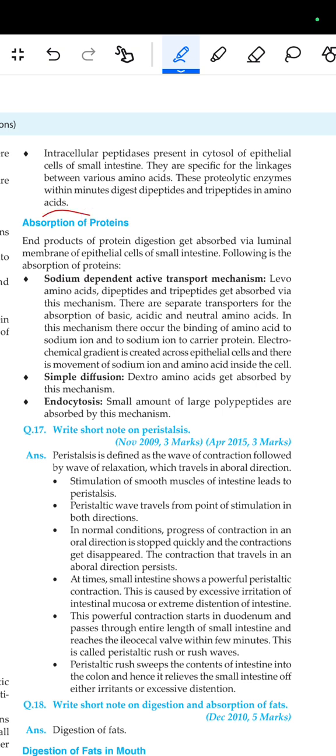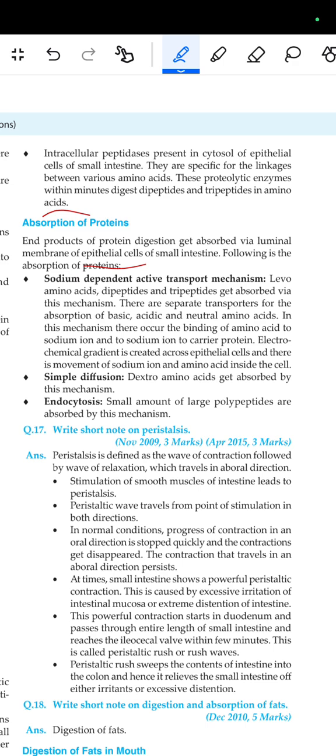Prior to absorption, the end products of protein digestion get absorbed by the luminal membrane of the epithelial cells of the small intestine, following the absorption of the protein. Sodium-dependent active transport mechanism: L-amino acids, dipeptides and tripeptides get absorbed by this mechanism. There are separate transporters for the absorption of basic, acidic and neutral amino acids. In this mechanism, the amino acid binds to the sodium ion and to the carrier protein. An electrochemical gradient is created across the epithelial cells and there is a movement of the sodium ion and amino acid inside the cell.